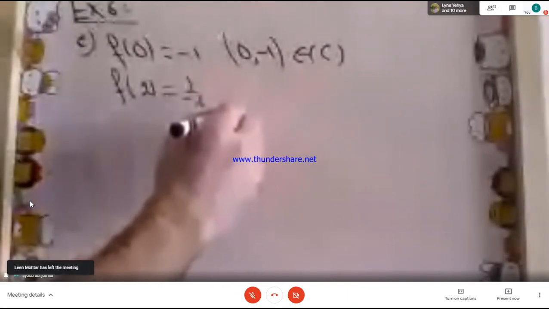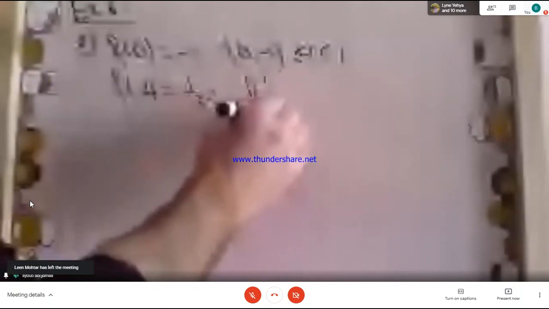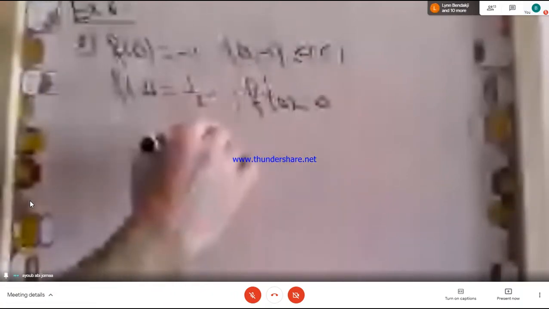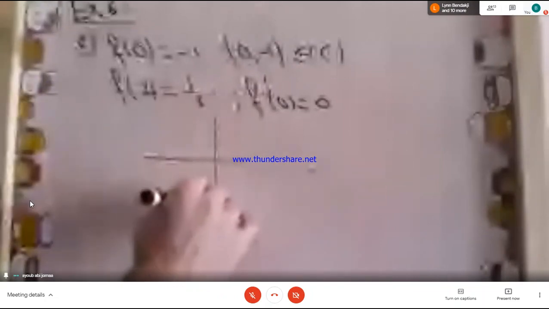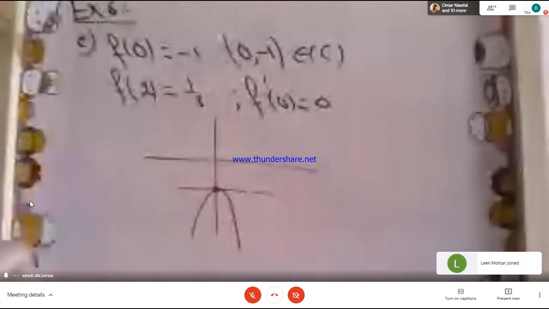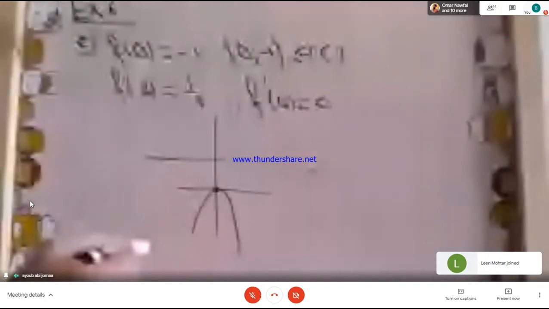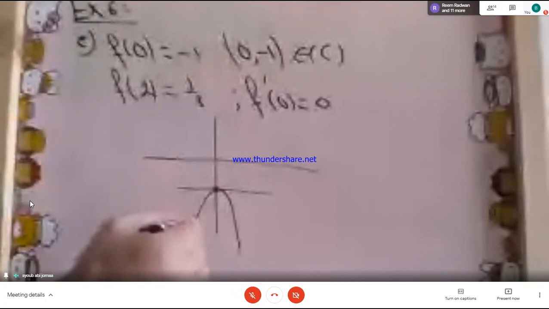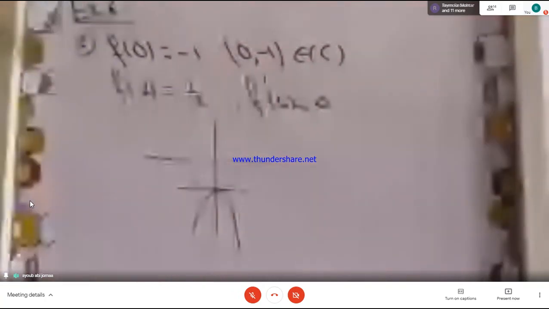Moreover, we have f prime of 0 equal to 0, because here the tangent line is horizontal. The graph is like this. Here the tangent line is horizontal, so the derivative equals 0. At any maximum point or minimum point, where the function is differentiable and the curve is smooth, the derivative will be 0.